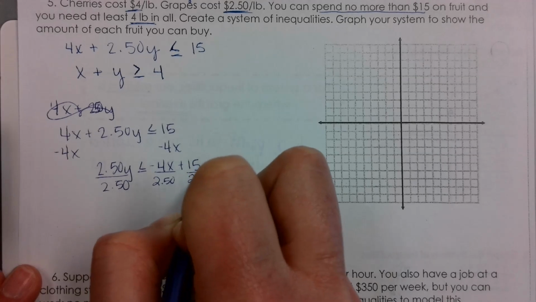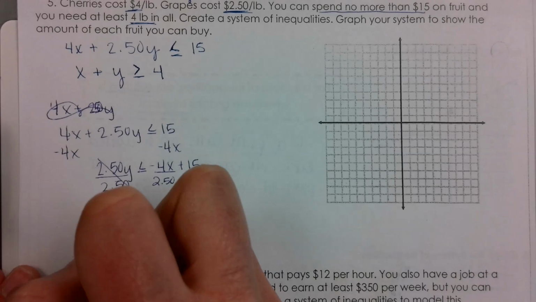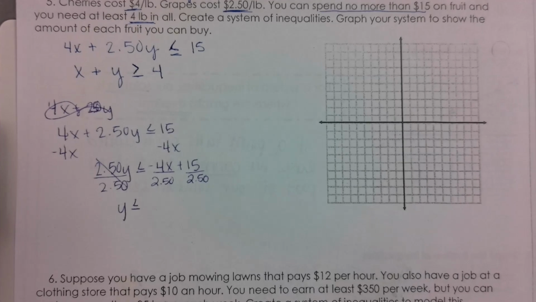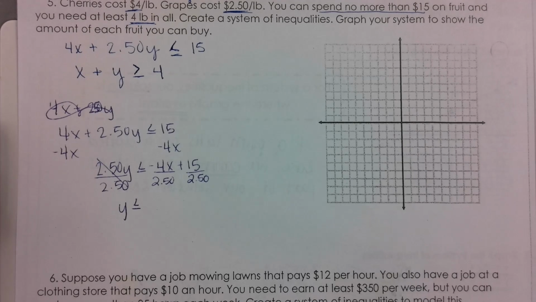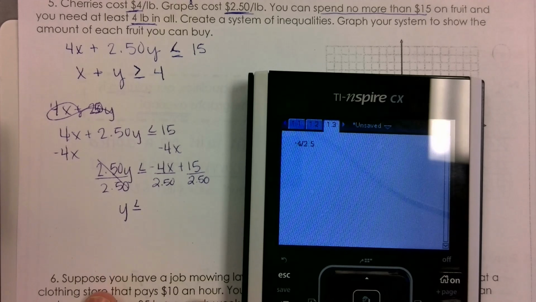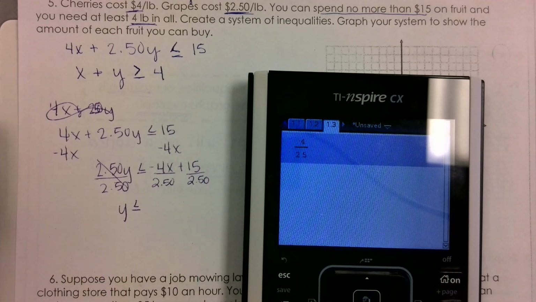So we're going to have y less than or equal to. In your calculator, we've got to figure out what negative 4 divided by 250 is. What do we get? Negative 1.6. Now that's fine. Decimals are okay. But do we like decimals if we're graphing? Why not?